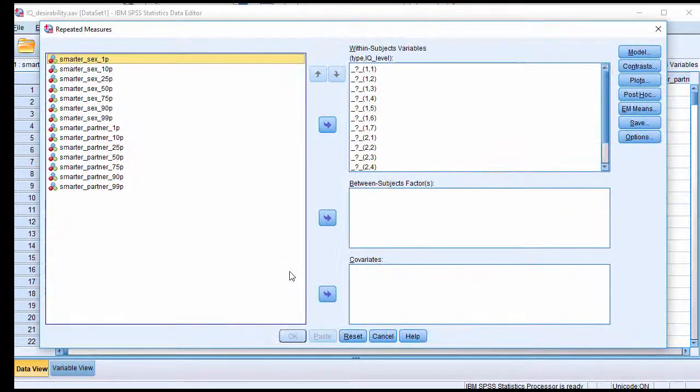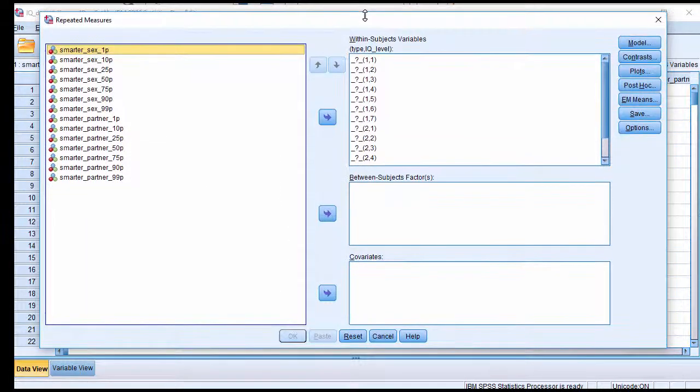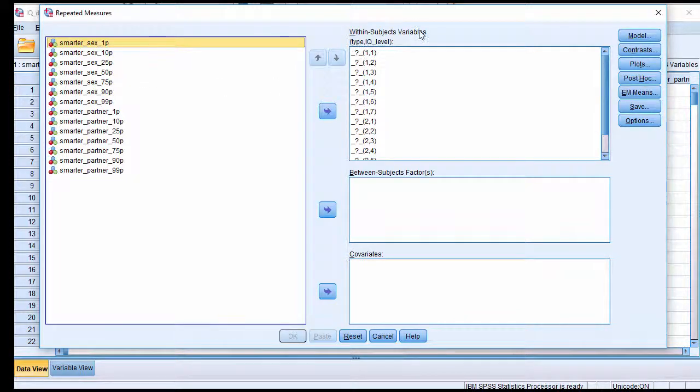Click Define. Now you need to enter the variables into the within subjects variables box in such a way that it's consistent with the variables in the parentheses. So relationship type is 1 or 2, sexual relationship or partnership, and then we have the IQ levels 1, 2, 3, 4, 5, 6, 7. So it's actually lining up perfectly with the variables in the data file.